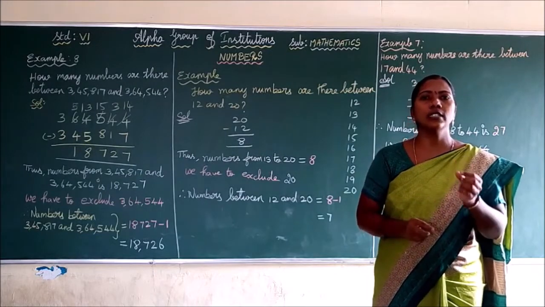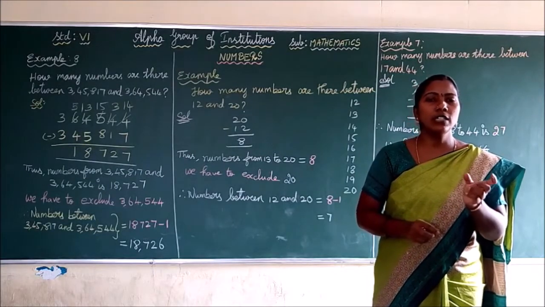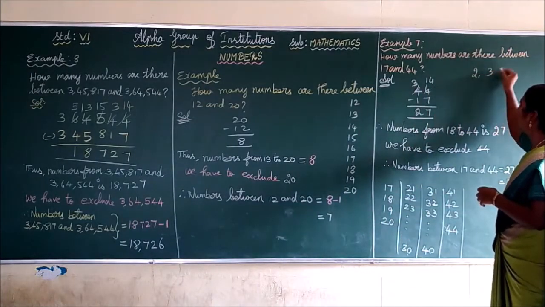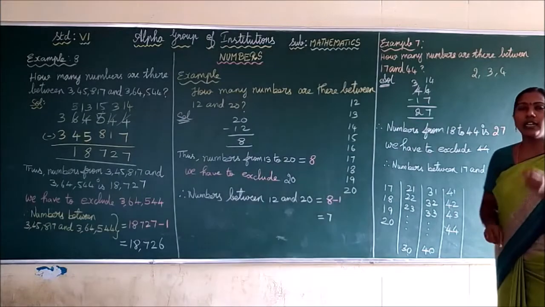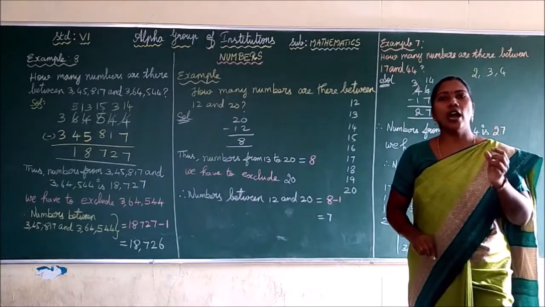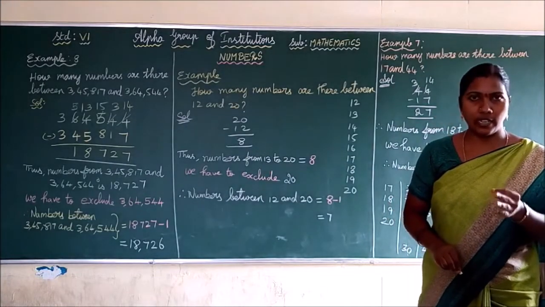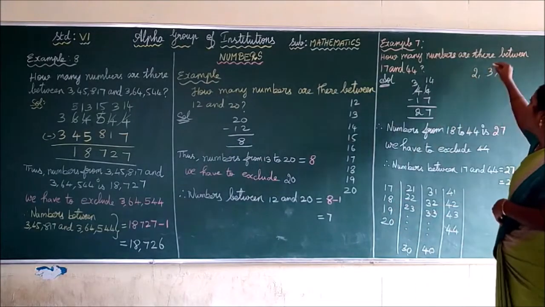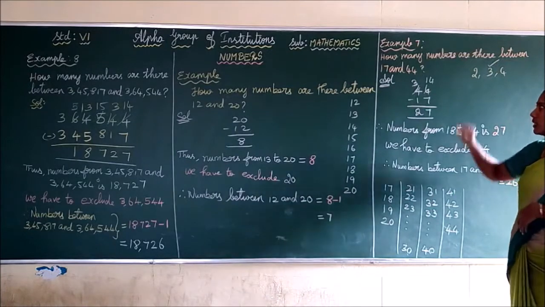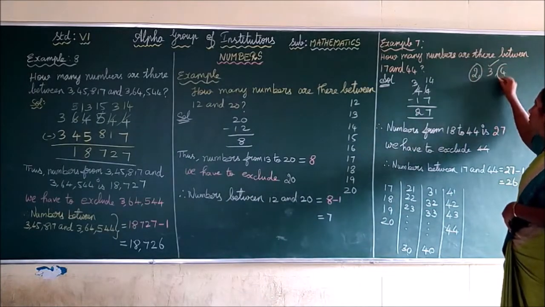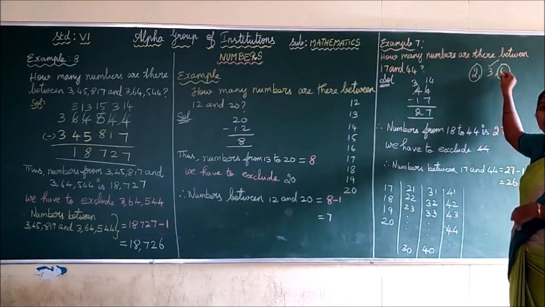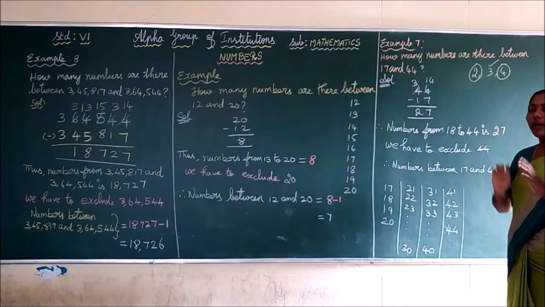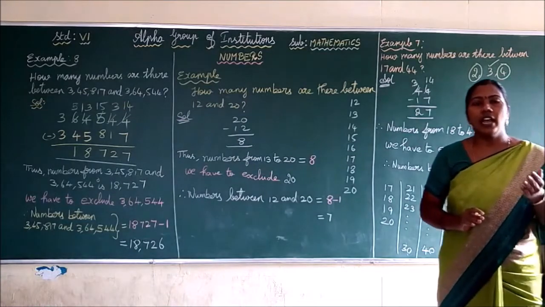You have to understand one word, that is between. What is meant by between? See here, children. Suppose I am writing like this: 2, 3, 4. What is the number between 2 and 4? Yes, 3. So between means you have to exclude this number and exclude this number. So between means in between the given numbers. It's clear, children? Okay.